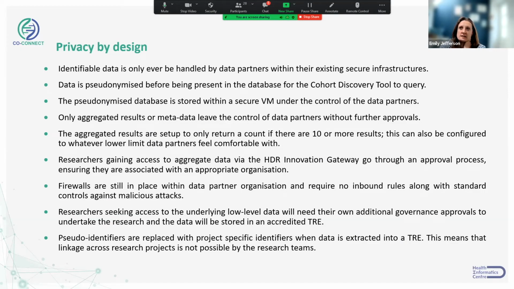Aggregate results are set up to only return a count if there are 10 or more results, and this can be configured to a lower or an upper limit depending on what the data partners are comfortable with. Researchers gaining access to aggregate data via the HDR Innovation Gateway go through an approval process, ensuring that they're associated with an appropriate organization.